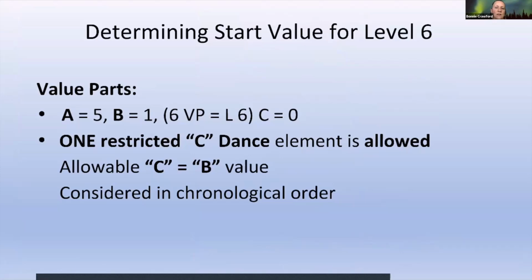To determine the start value for level 6, you need at least 5 A value parts and 1 B, for a total of 6 value parts. One restricted dance element of a C value is allowed, and that C receives a B value. Consider these in chronological order of the routine.